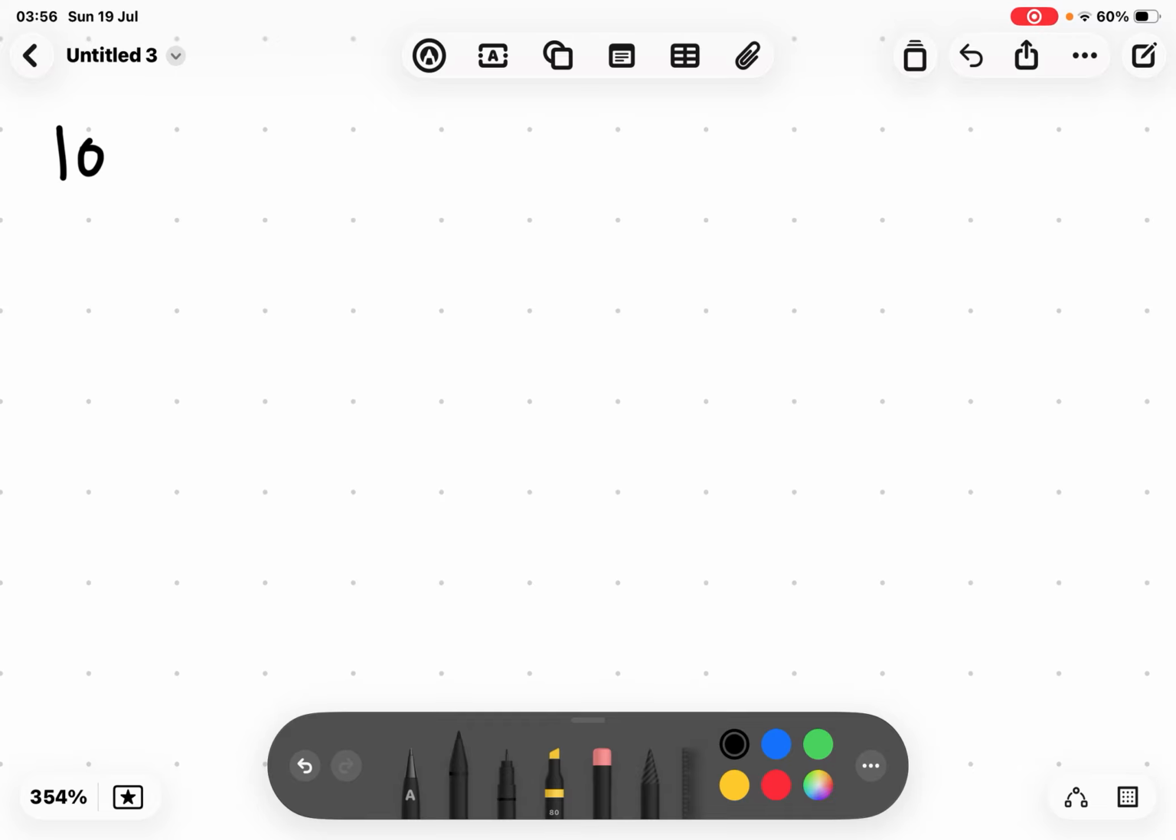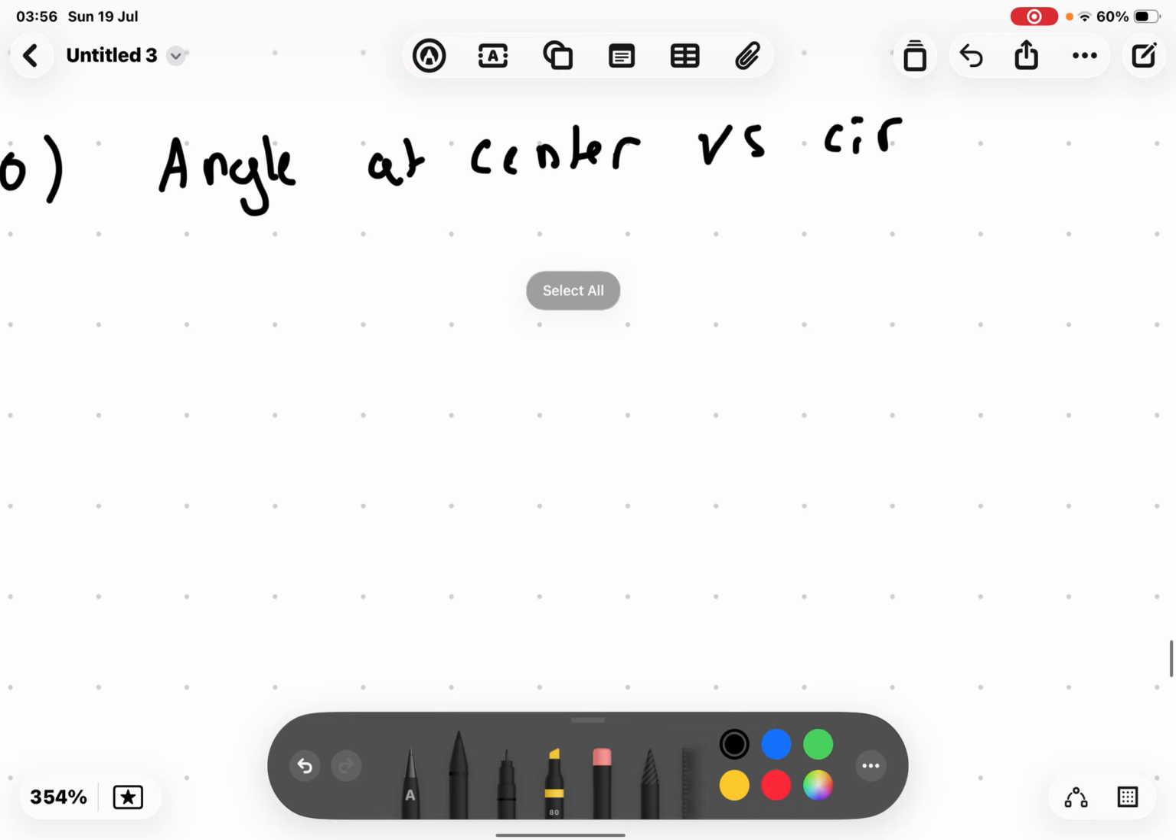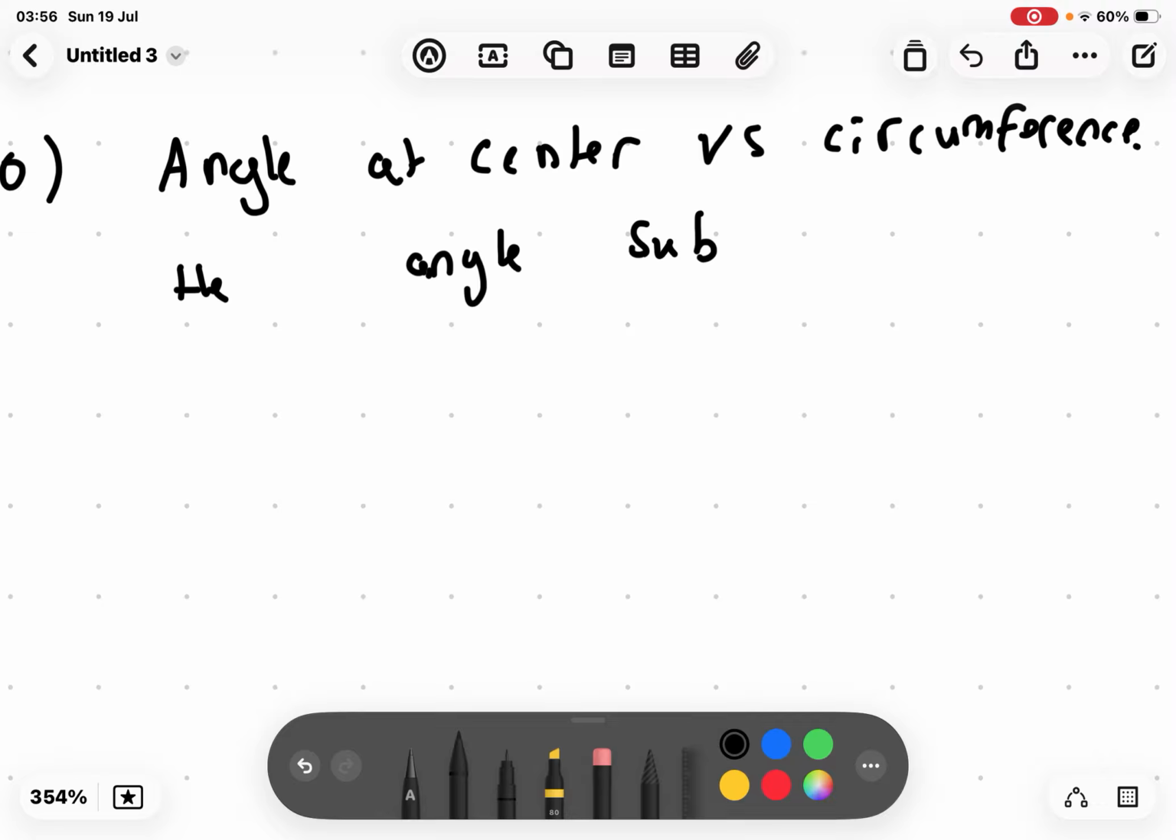After that, the last thing is angle at center versus circumference. So basically, the rule says that the angle subtended. I'll just show you instead of talking it.